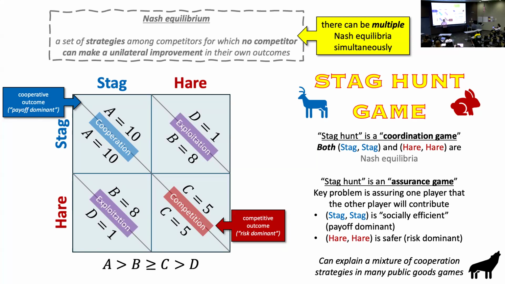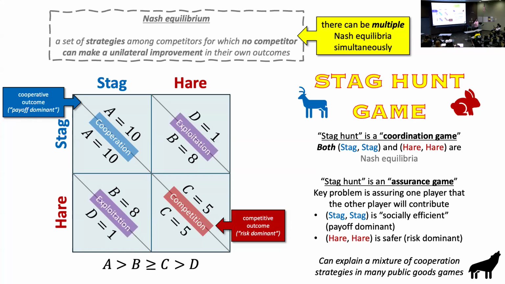So roughly 50% of the time it would play stag, 50% of the time it would play hare. Or roughly 50% of the wolves would play stag and the other 50% of the wolves would play hare. And that mixture would be a stable mixture, either in time or across the wolves. And that's what often happens in these coordination games or even these insurance games.